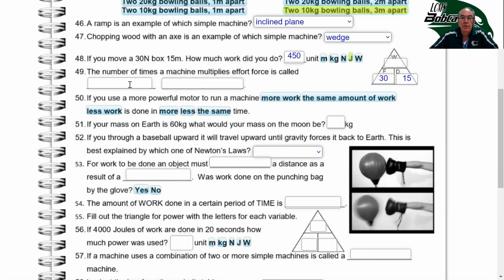The number of times a machine multiplies the effort force is called the mechanical advantage. If you use a more powerful motor to run a machine, the same amount of work is going to get done. Remember, machines don't change the amount of work to get done. The same amount of work will get done in less time.